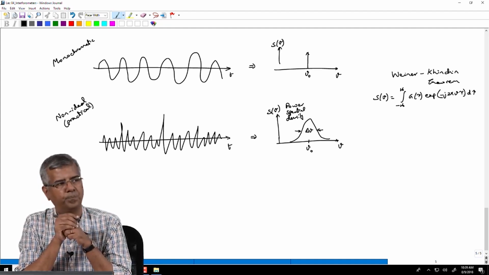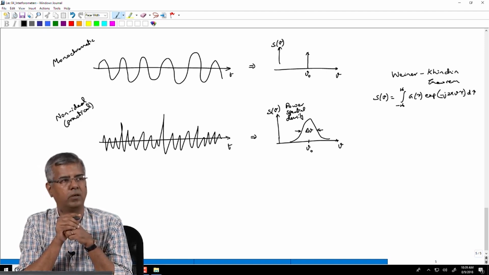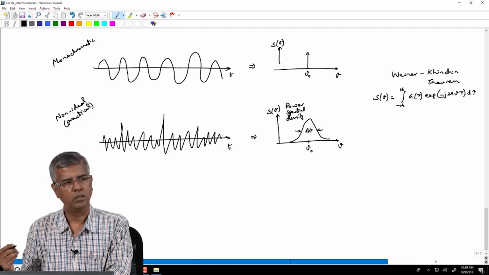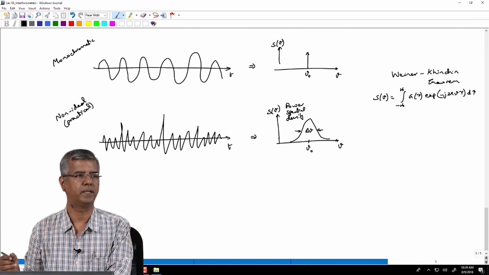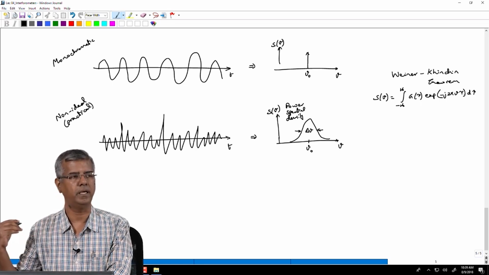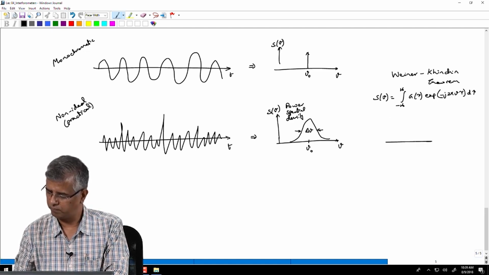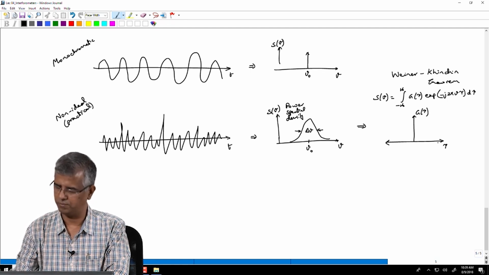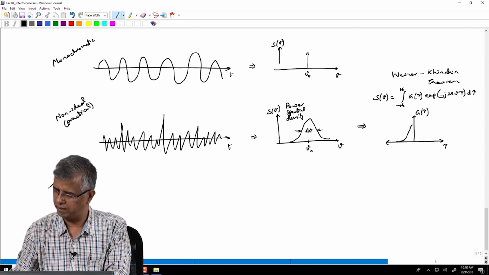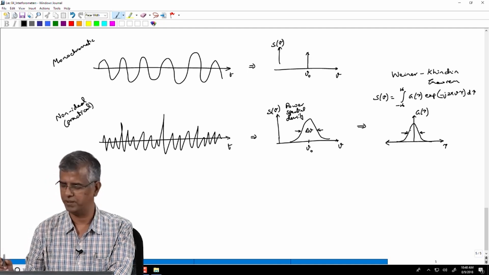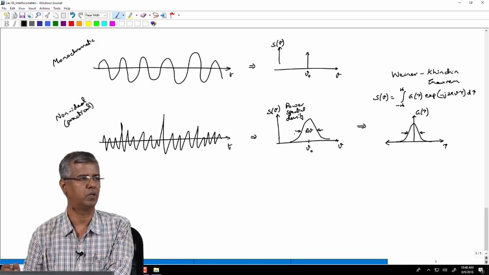So, what you see is that the power spectral density and the autocorrelation function are connected with each other. Knowing the autocorrelation function, you can compute the power spectral density, or conversely, knowing the power spectral density, you can compute the autocorrelation function. If you do this inverse Fourier transform, you will find g of tau as a function of tau, and the autocorrelation function is something like this. Do not worry about the shape of this, because the specific shape depends on the specific shape of the power spectral density.